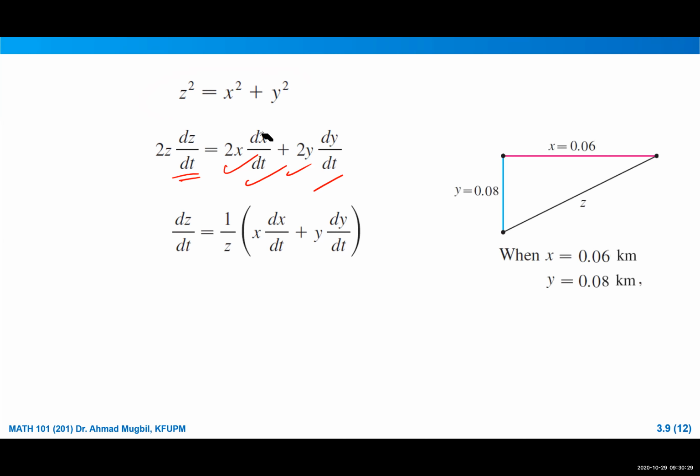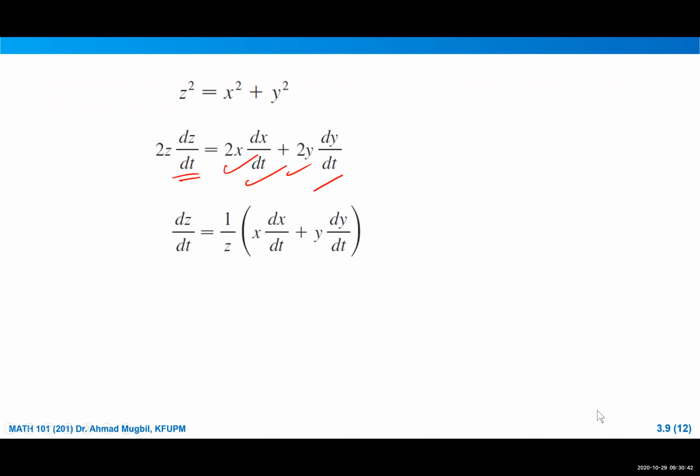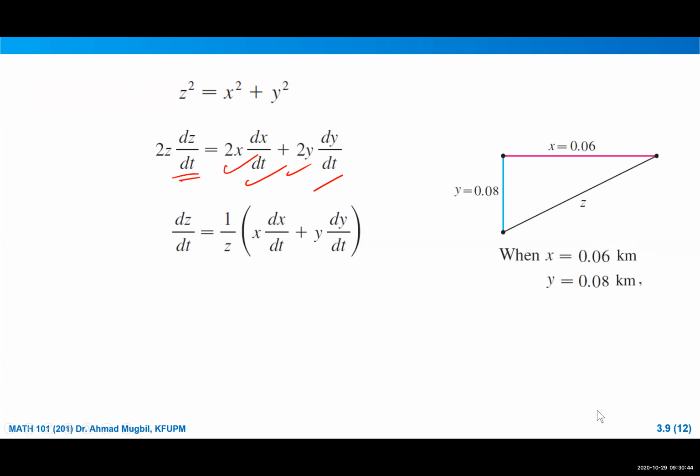Now, the question is, I have x and y. X is given, y is given. What is z? I can use this relationship to find z. I will use the Pythagorean theorem. So this is x, this is y, what will be z? Z will be, of course, the square root of this squared plus this squared, which is 6 over 100, 8 over 100. If you square them, it will be 100. Under the square root, it will be, of course, 0.1.